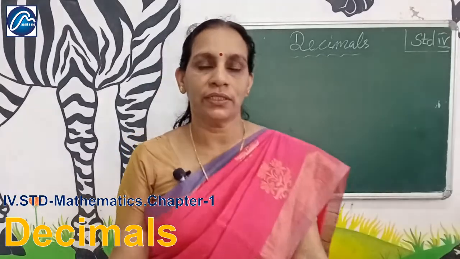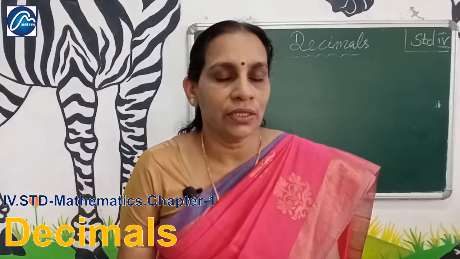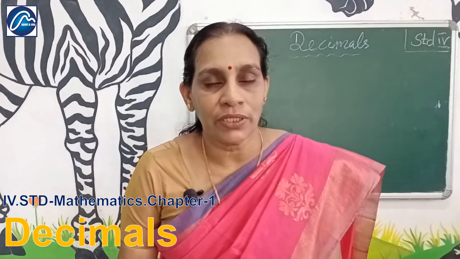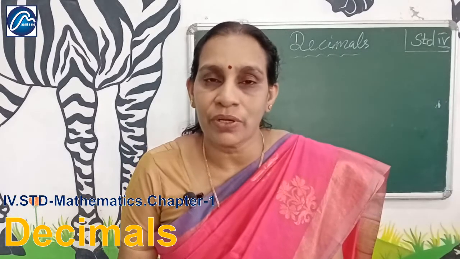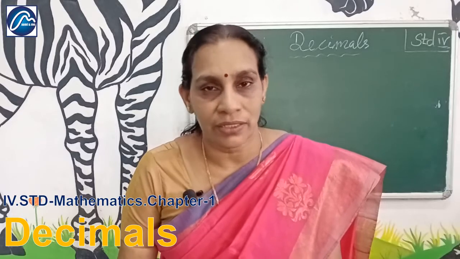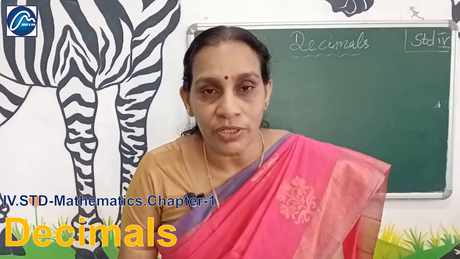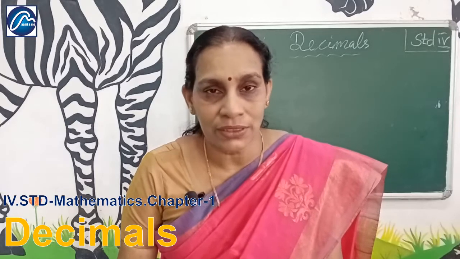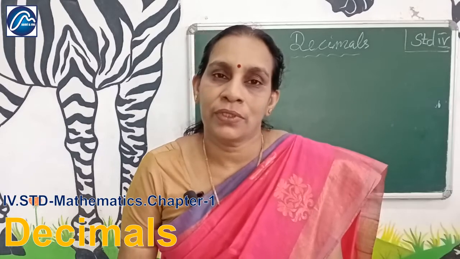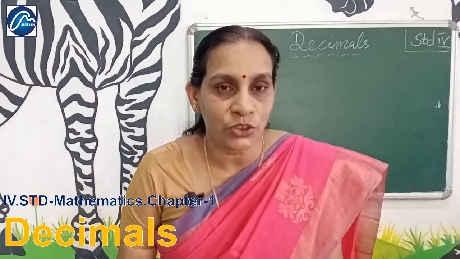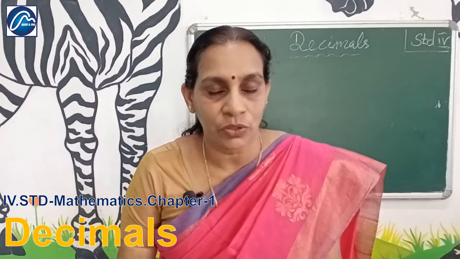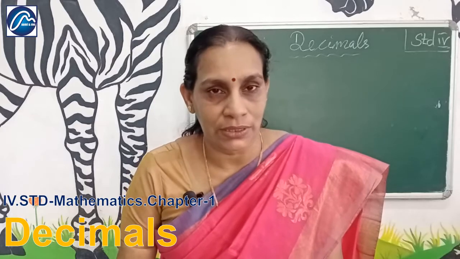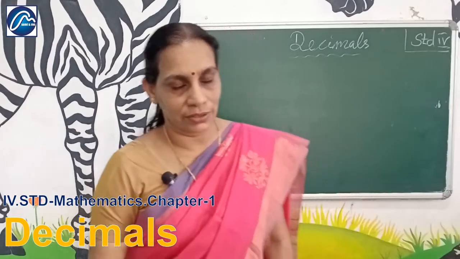Suppose you are getting your exam marks. Sometimes there will be 9.5 out of 10. So in 9.5, the 0.5 is the decimal part. That means it is between 9 and 10. So the number which is showing between two whole numbers, we will show as decimals. So let us go to the class.